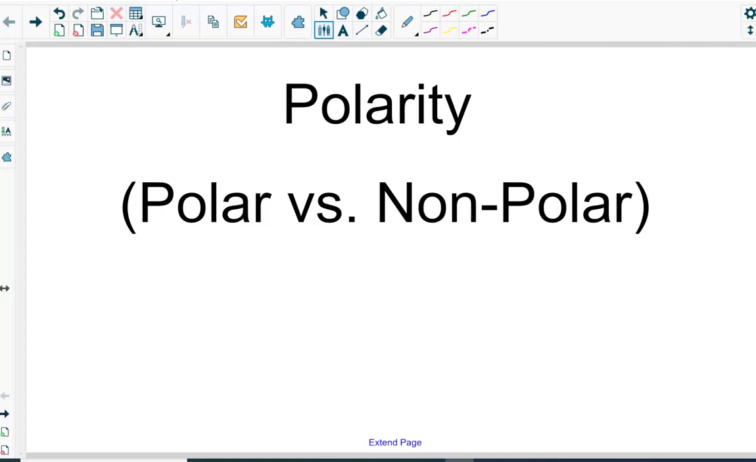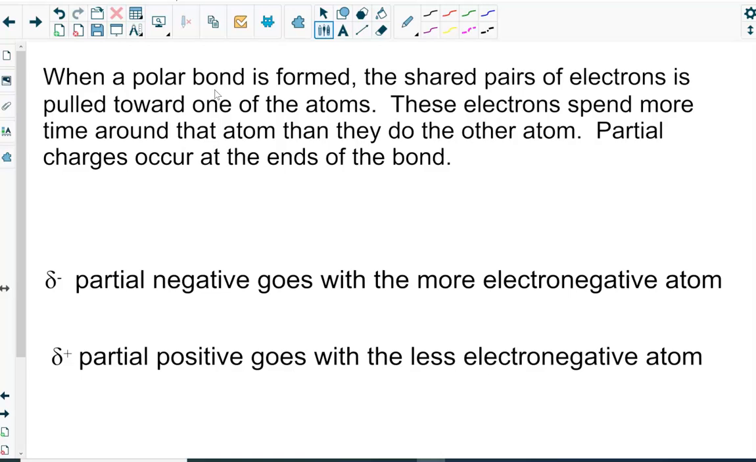These notes will go over polarity, determining if something is polar or non-polar. First thing we're going to do: when a polar bond is formed, the shared pair of electrons is pulled towards one of the two atoms. These electrons spend more time around that atom than they do the other atom. A partial charge occurs at the end of the bond.